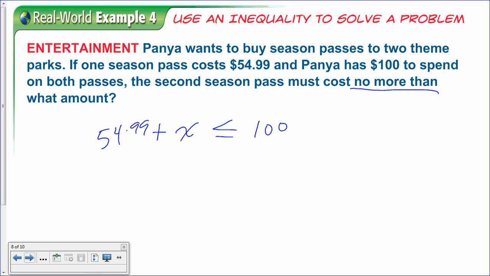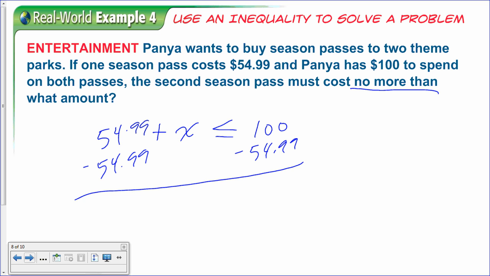Okay, so now how do I find out what X is? How much can the pass cost? Subtract what? Very good. Subtract the 54.99 from both sides. So the pass cannot cost more than what? You've got to subtract these.